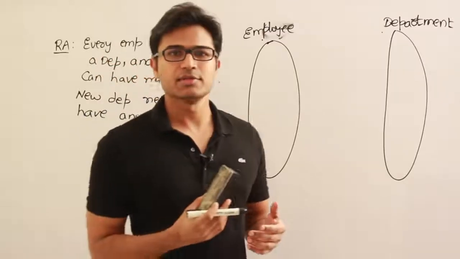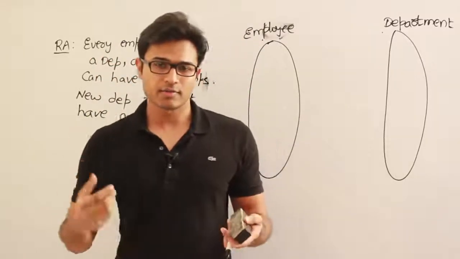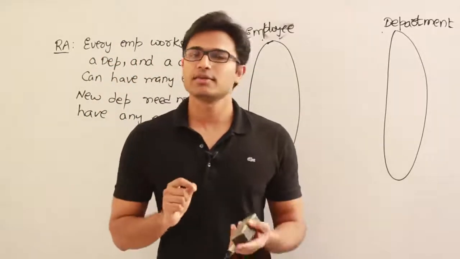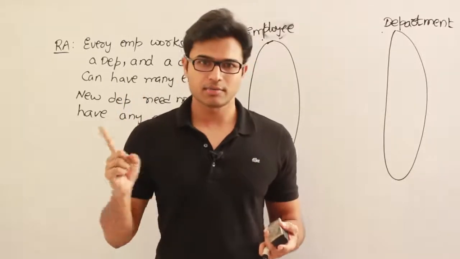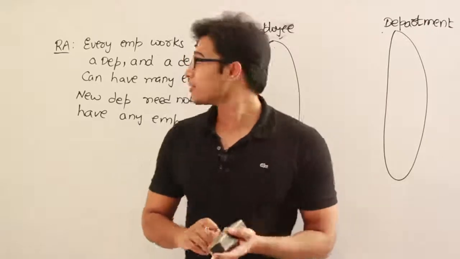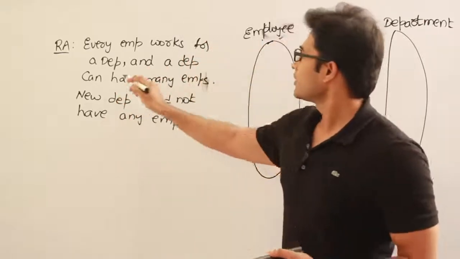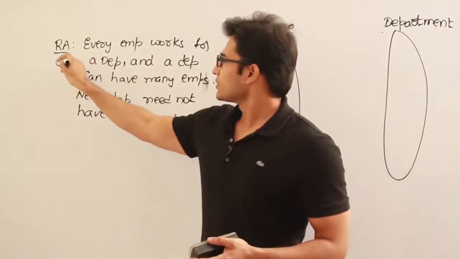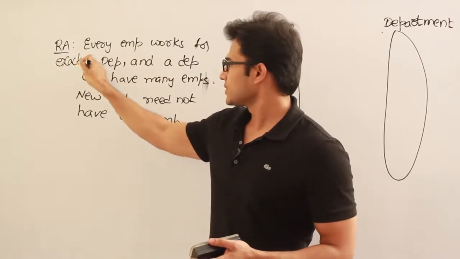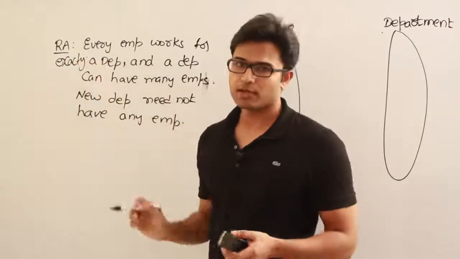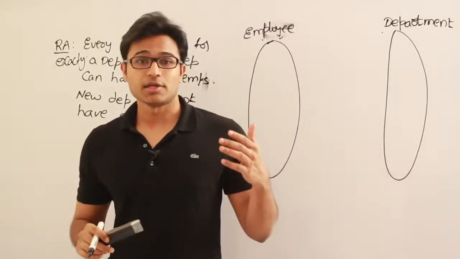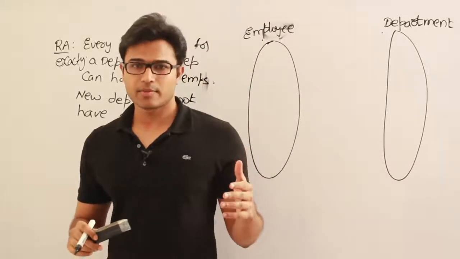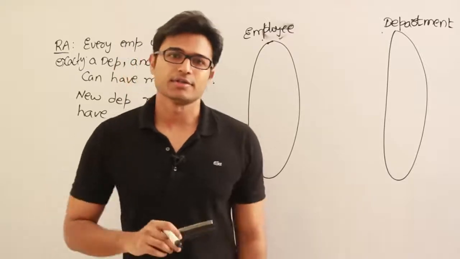a database designer, when you are collecting the requirements, you have jotted them down, and they said that every employee has to work for definitely one department and exactly one department, okay? Every employee works for exactly one department, which means he cannot work for more than one department, exactly one department. And a department can have many employees, and a newly formed department, it need not have any employees, right?